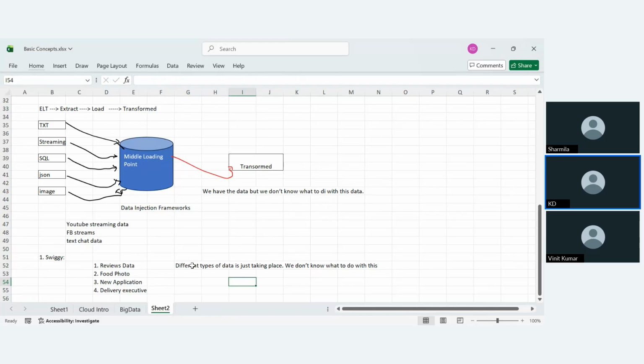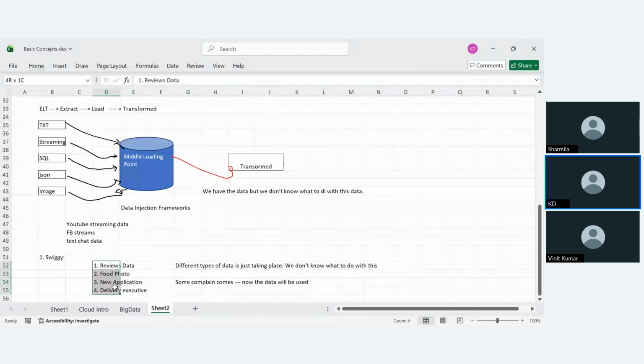Now, at some point, someday, some complaint comes. Now the data will be used. You have the reviews data, the food data, the application data, the delivery executive data. Now somebody complains that there is some problem with food. Now they will go to a particular restaurant's details, or a delivery executive's details, and find out what the issue is, and they will solve it, right?